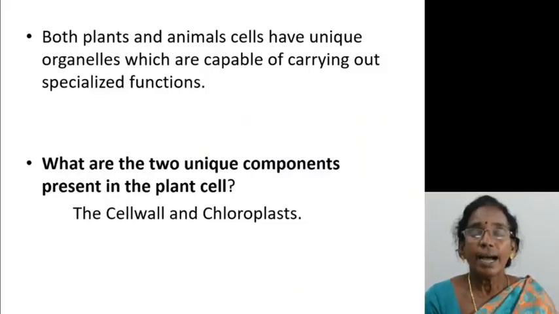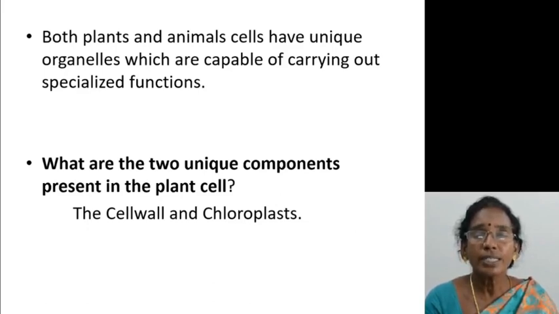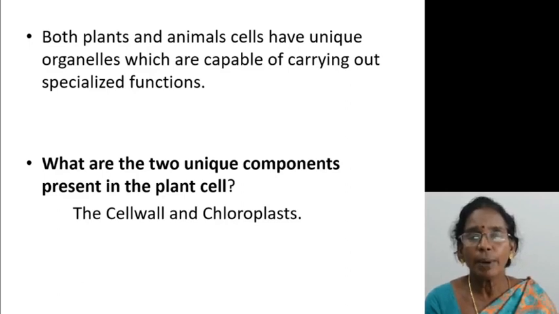Both plant cells and animal cells have unique organelles which are capable of carrying out specialized functions. Now, tell me, what are the two unique components present in the plant cell? The cell wall and the chloroplast are the unique components present in the plant cell.